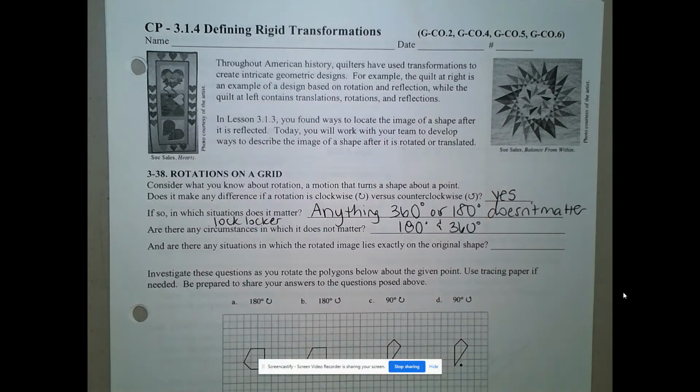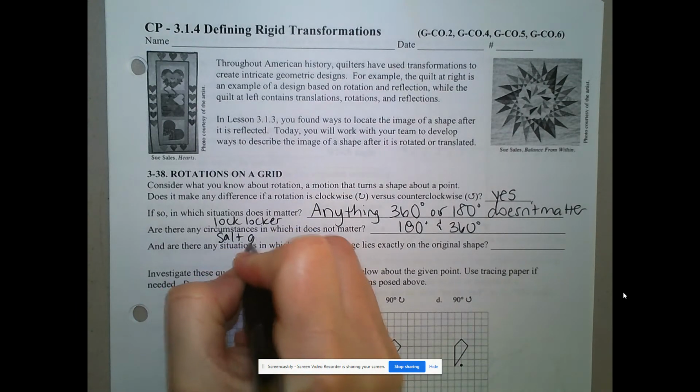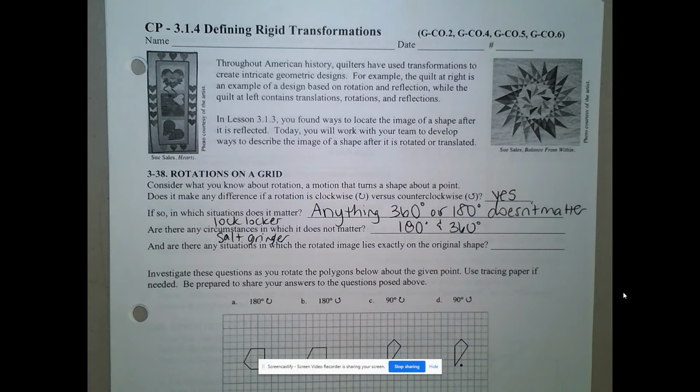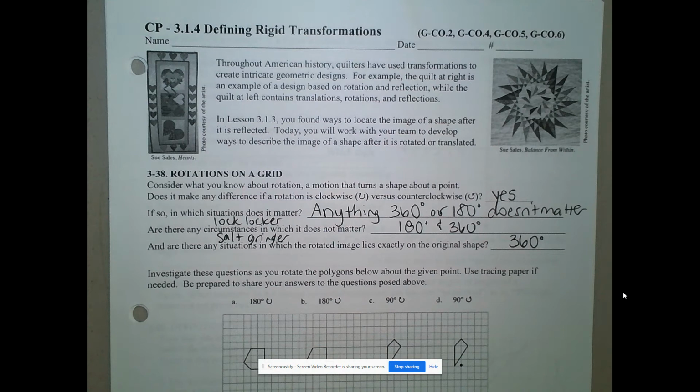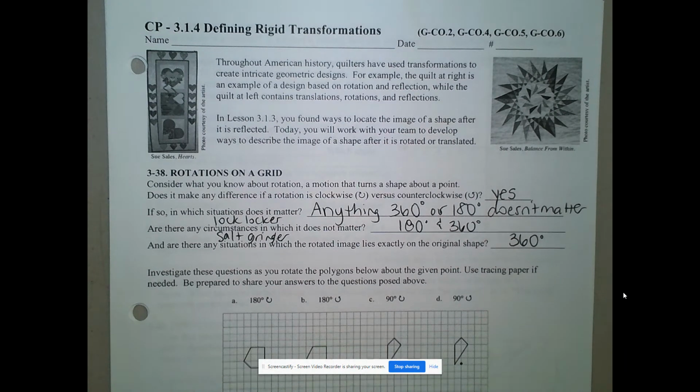The lock wouldn't open. And circumstances where it does not matter, if you've ever had a salt grinder or a pepper grinder, it doesn't matter if you go clockwise or counterclockwise, you will still get salt. Now, mind you, on my salt grinder, one direction gives larger pieces of salt and the other direction gives smaller pieces of salt, but both directions will provide salt. And are there any situations in which the rotated image lies directly on the original shape? That is only at 360. Investigate these questions as you rotate the polygons below about the given point.